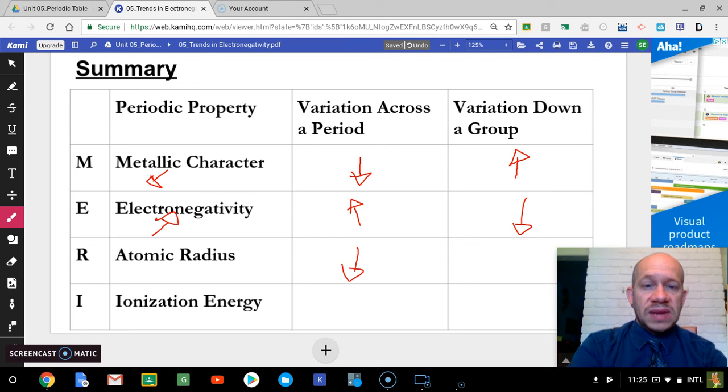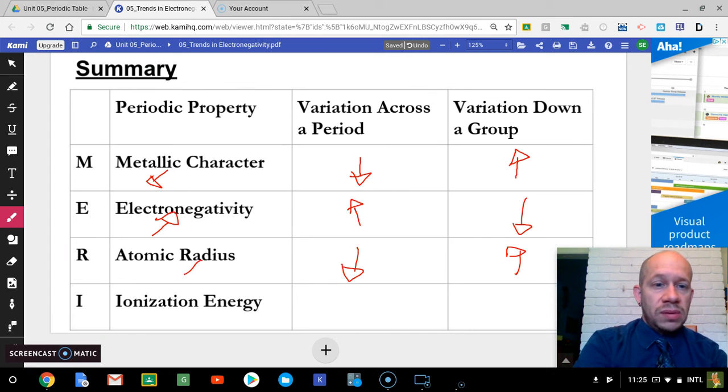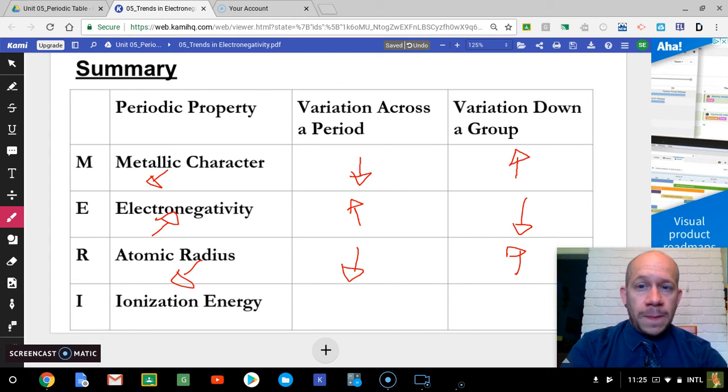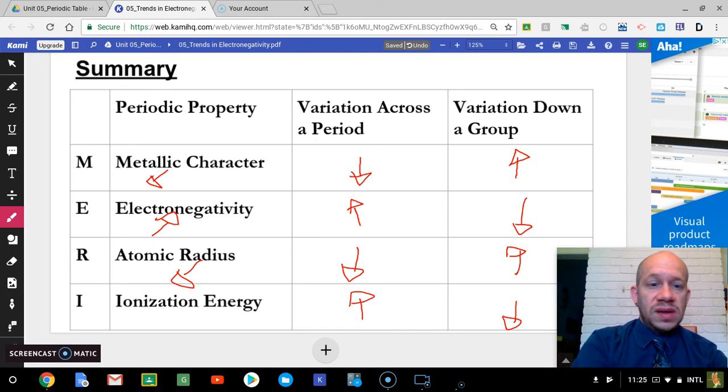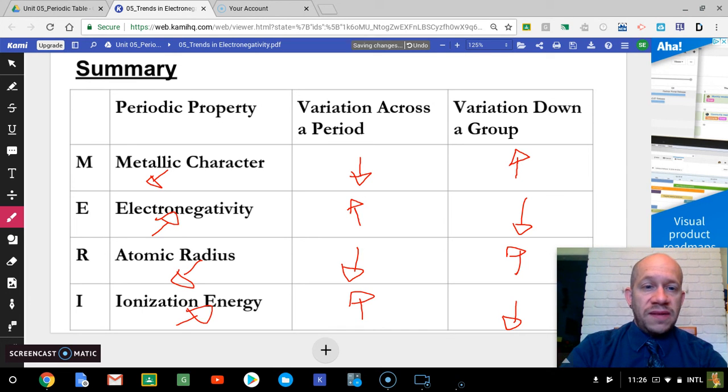Atomic radius is similar to metallic character. So it's going to decrease going across and increase going down, you see what I'm doing. And the variation for ionization energy is the same as electronegativity. So if you remember Mary, it's down to the left, up to the right, down to the left, up to the right.